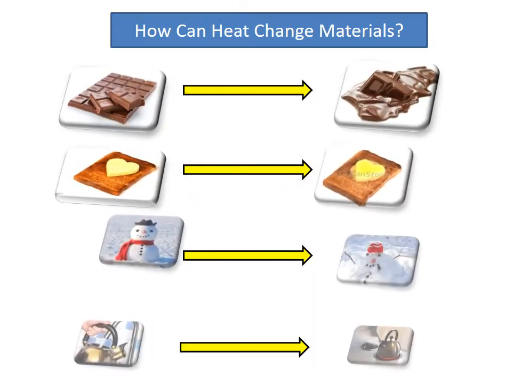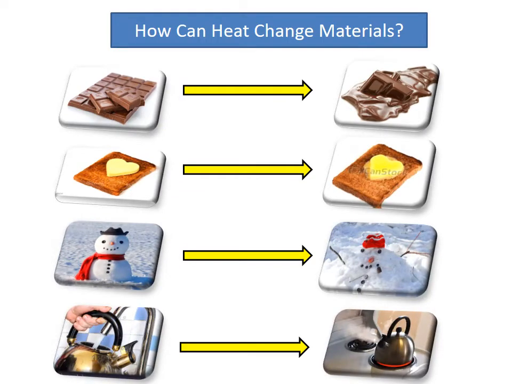How can heat change materials? When a material is heated, it may change. Heat can come from the sun, a flame, or from hotter surroundings. With heat, a material can change from one form into another. A material which is a solid can change into a liquid form. Solid into a liquid, we say it melts.